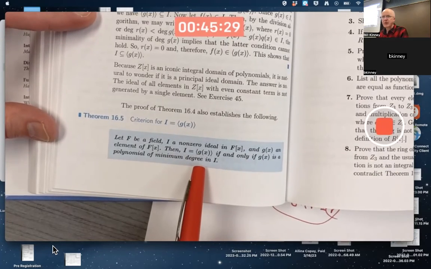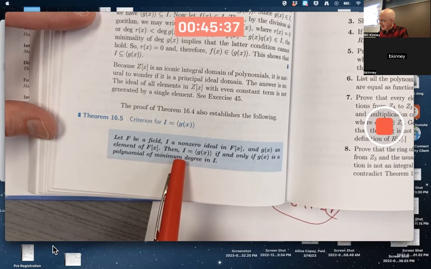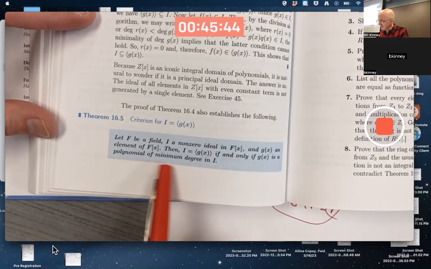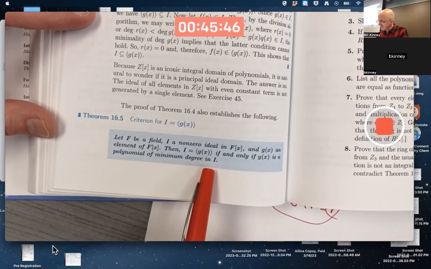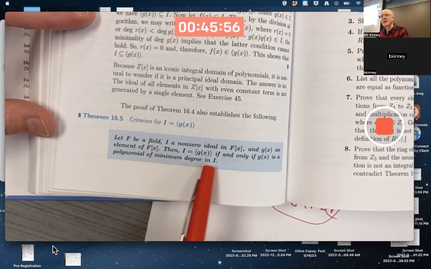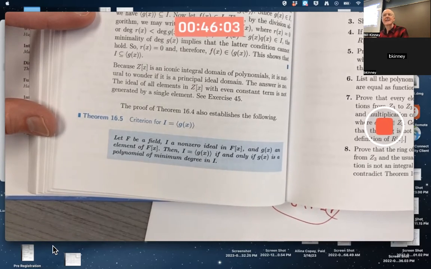And finally, this theorem is going to be pretty important for us. Let F be a field, let I be a non-zero ideal. I will be the principal ideal generated by g(x) if and only if g(x) is a polynomial of minimum degree in I. So ideals in this kind of principal ideal domain are generated by, or can be generated at least by, elements of minimum degree. That sounds kind of ideal.